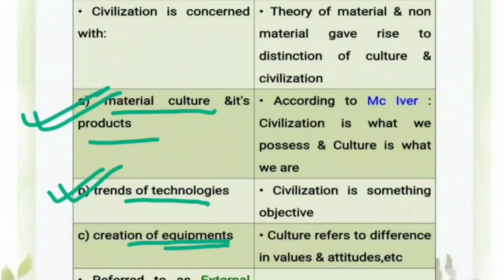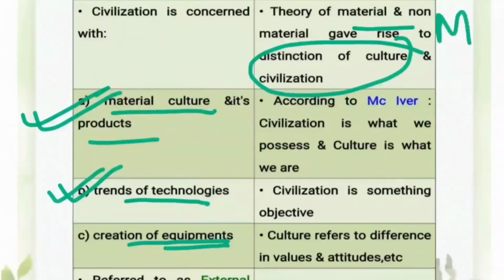Now in the content, we have the theory of material and non-materialistic culture that gave rise to the distinction of culture and civilization. For example, you have a particular material in a particular civilization, so this makes it distinct for that particular society or that particular civilization.